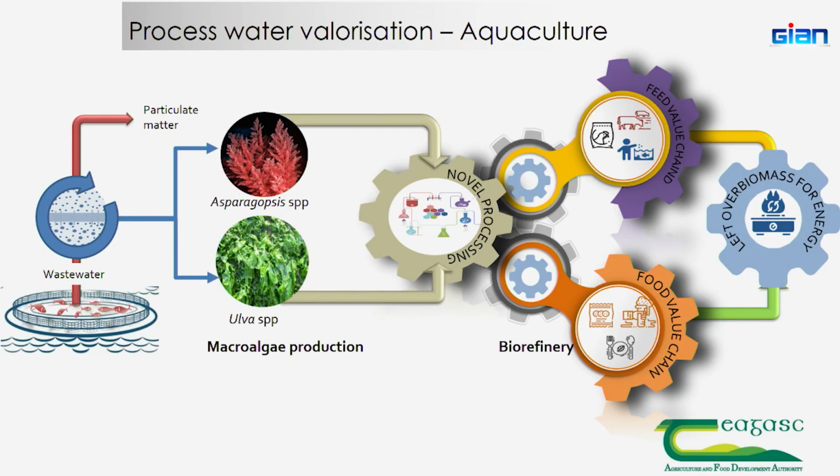Now, process water valorization. We started with aquaculture for the solid stream. A similar thing is aquaculture production. Whatever wastewater there is in aquaculture, which is happening in the sea or in a pond system, we can use the same water for the growth of macroalgae. This is macroalgae, Asparagopsis. If you look at this particular species, it is one of the important species which has been seen to reduce methane emissions in cows.